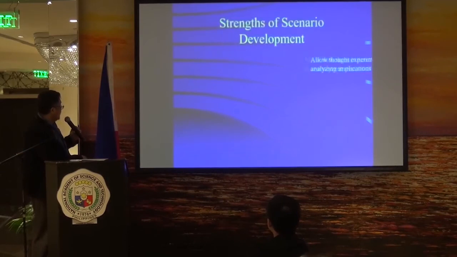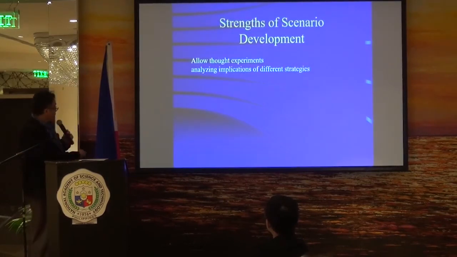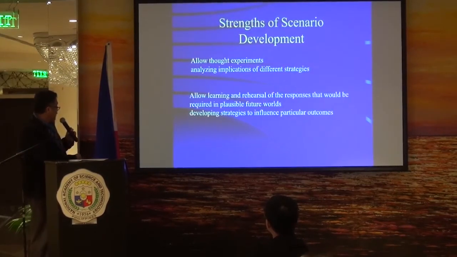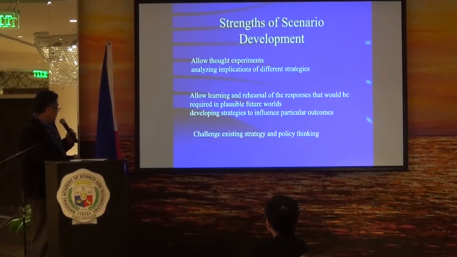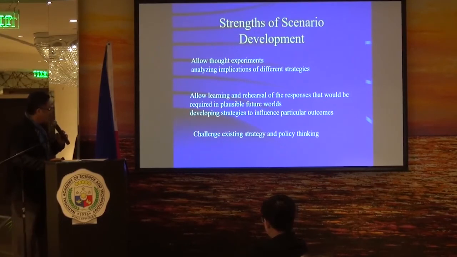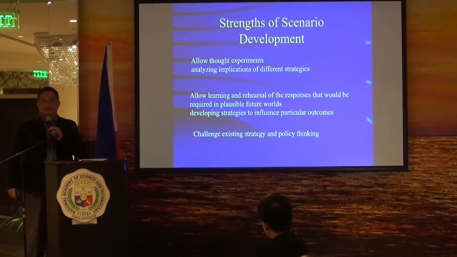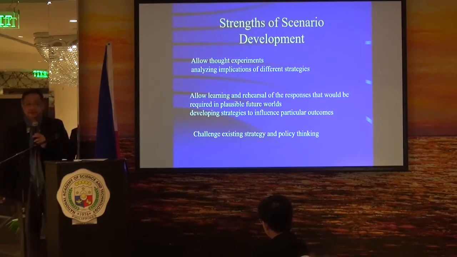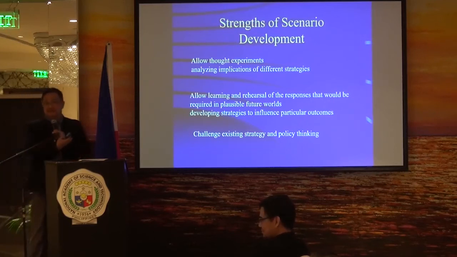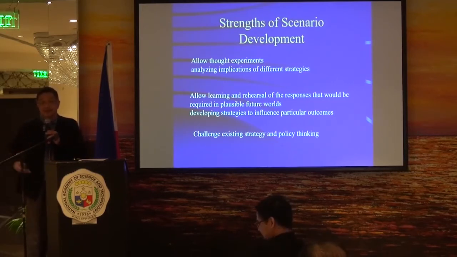Okay, then on strengths. This is one of the strengths. Okay, another strength. And this one here. Take a look at the last portion there. Challenge existing strategy and policy thinking. Tell me a policy that is actually hounding the science community. Procurement. See, this process can actually derail that or more or less change that policy.